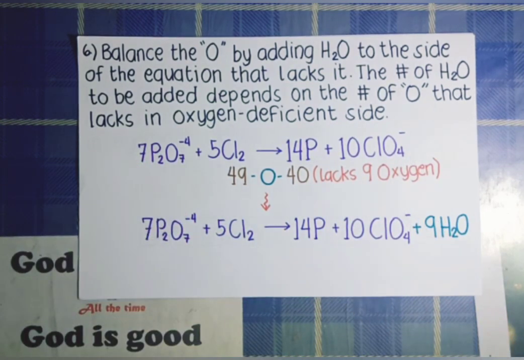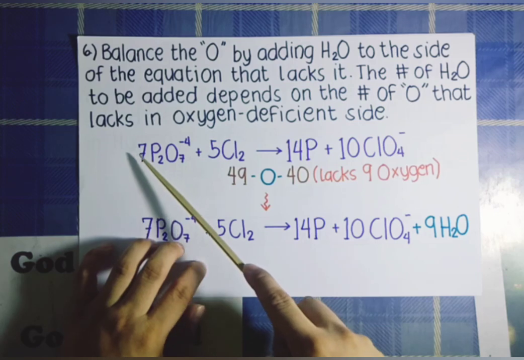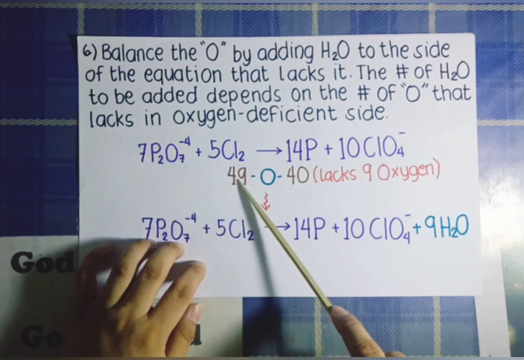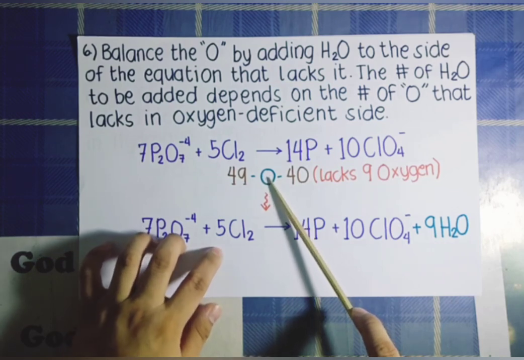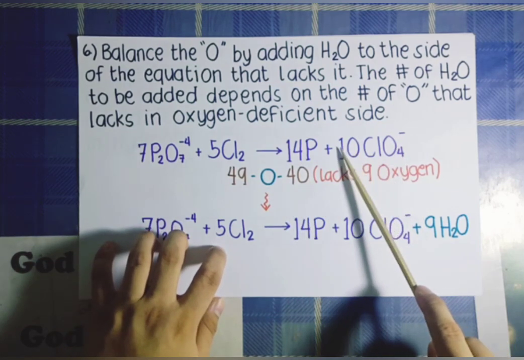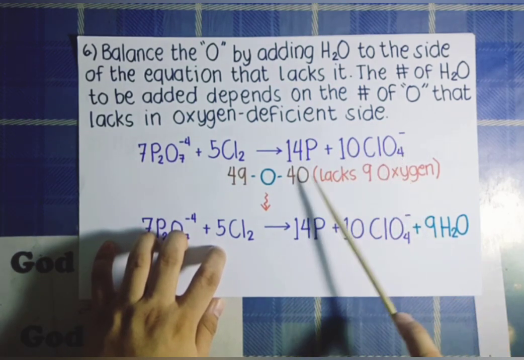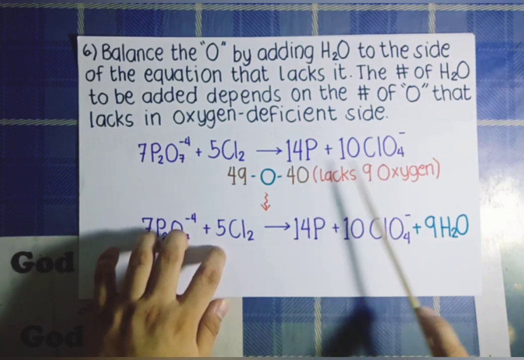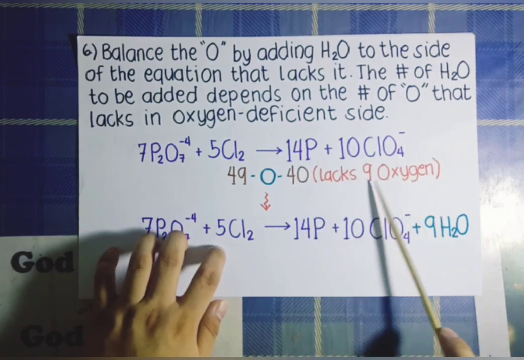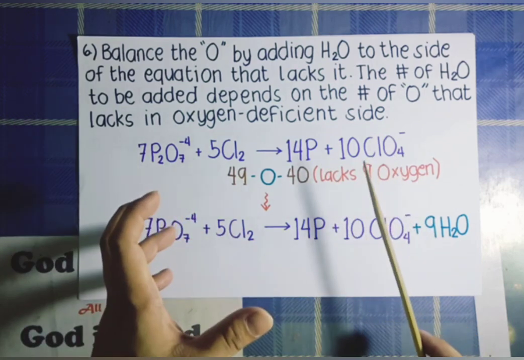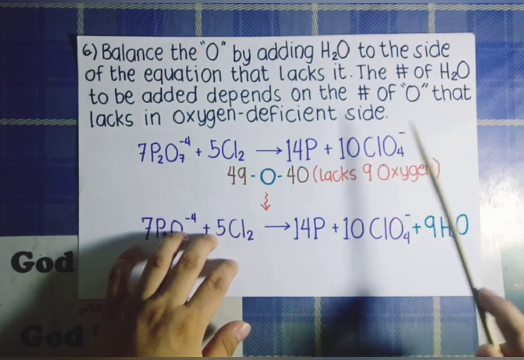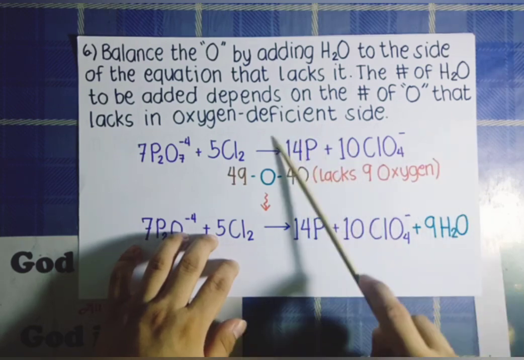And if we are going to determine the oxygen atoms in both sides of the equation, for this one, we have here 7 times 7. That's actually 49. For this side, we have here 49 oxygen atoms. And for this side, we have here 10 times 4, and that is 40. So obviously, this side lacks 9 oxygen. And therefore, to balance our oxygen here, we are going to add 9 water at this side of the equation.